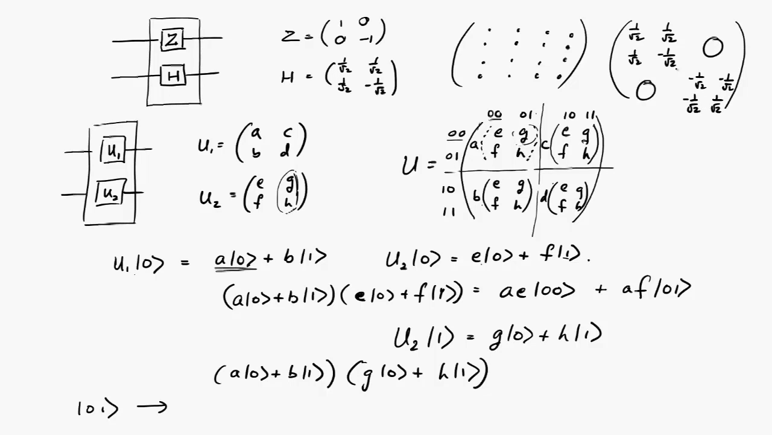So make sure you understand this, right? So where did we get it from? We got it from here. The entries of Z were A, B, C, D. So 1, 0, 0, minus 1. And the entries of H were E, F, G, H. And so we got E, F, G, H. And then minus E, minus F, minus G, minus H.